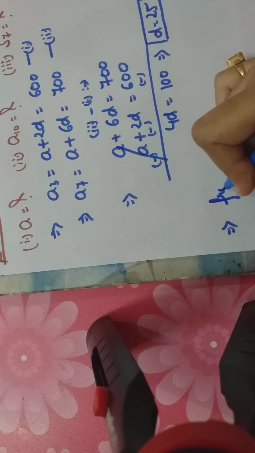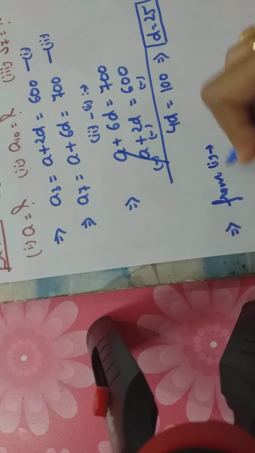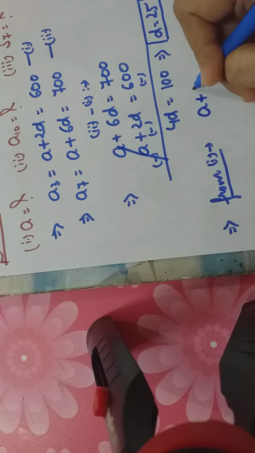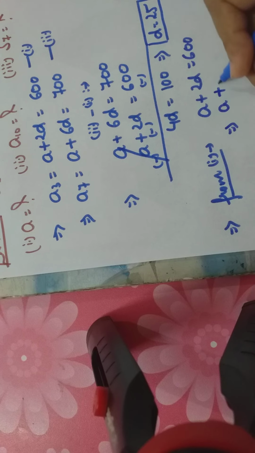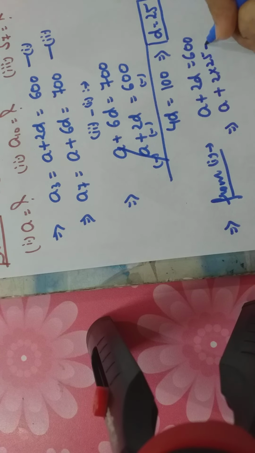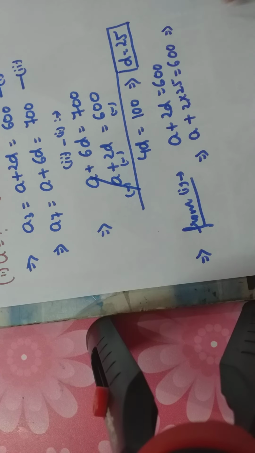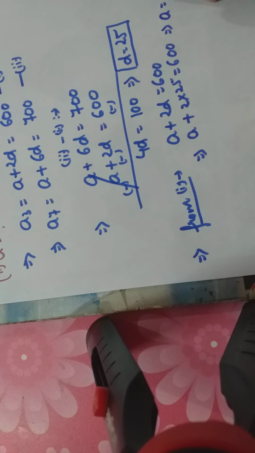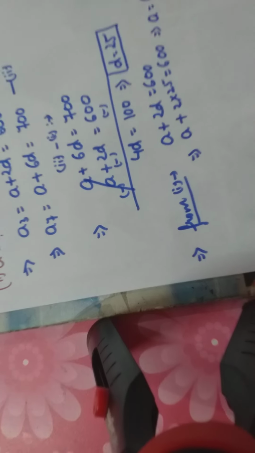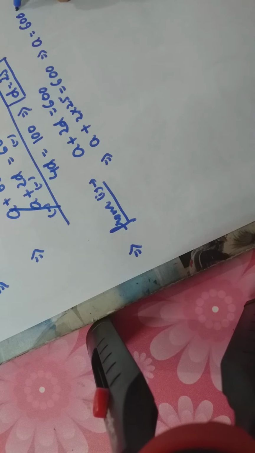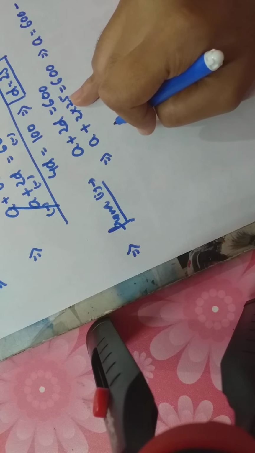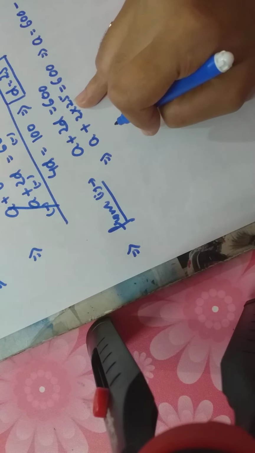From equation 1, A plus 2D equals 600. In place of D, I am putting 25. When I simplify, A equals 600 minus, and this 2 into 25 will be 50. When this 50 goes to the RHS portion, it will be minus 50.